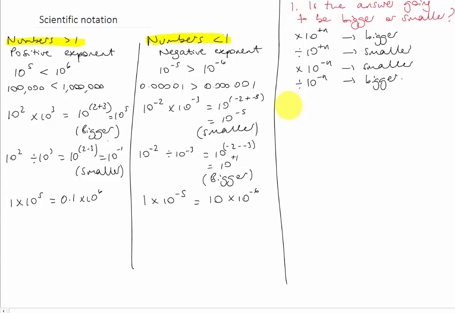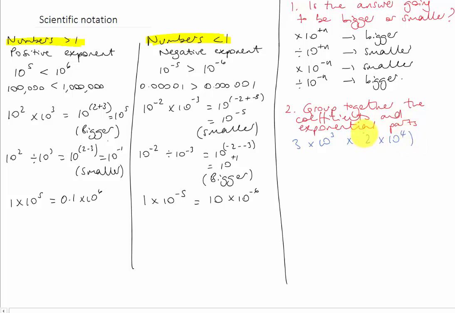Then the second thing you need to do is group together the coefficients and the exponential numbers. So for example, if we've got 3 times 10 to the 3 times 2 times 10 to the 4, then what I would do would be to say 3 times 2 and then put these powers of 10 together, so that's 10 to the power 3 plus 4. So that's 6 times 10 to the power 7.